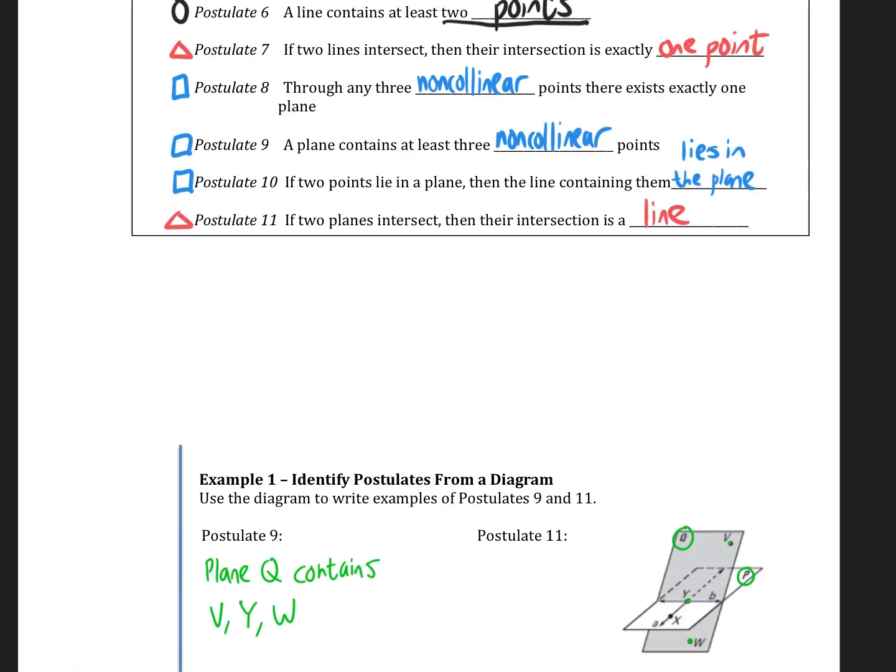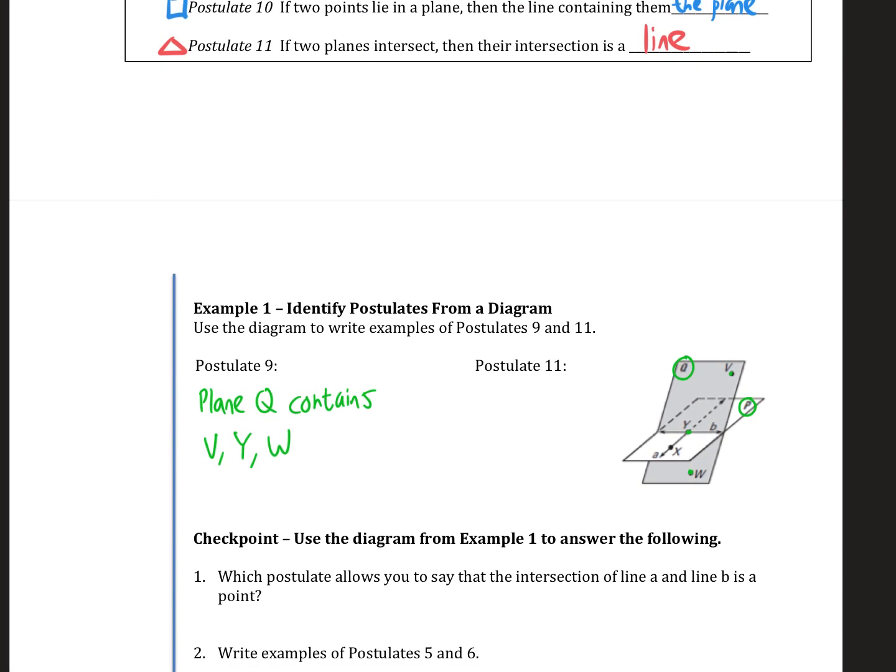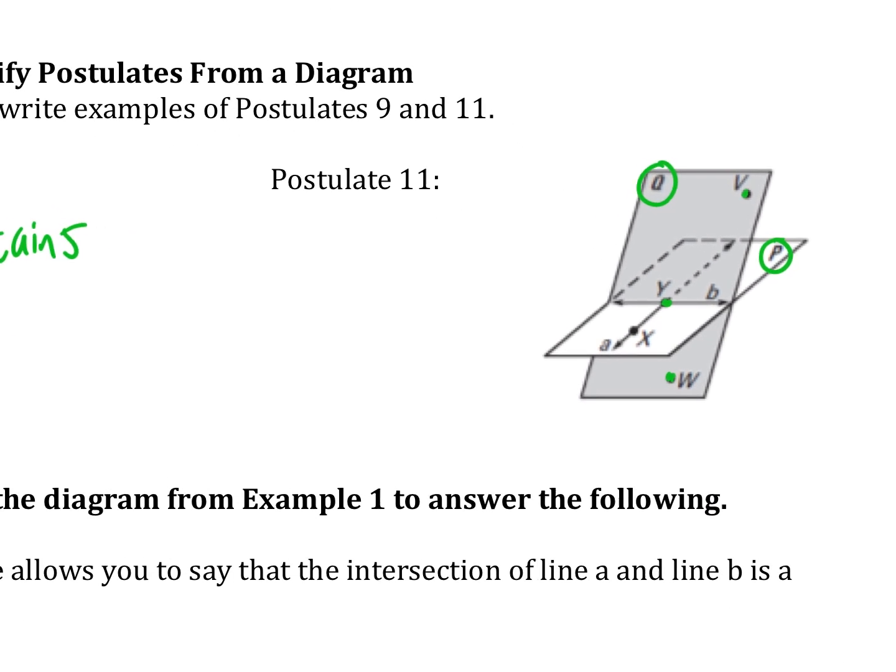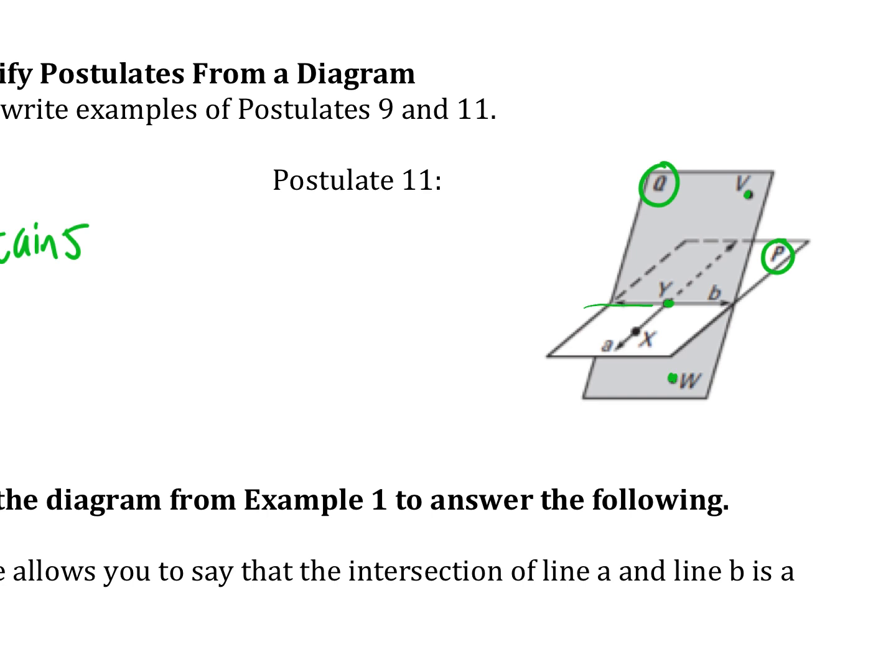Postulate 11 says, if two planes intersect, then their intersection is a line. So where do these two planes intersect? You can see they intersect right here in the middle, which is what line? We have line B. So the intersection of planes Q and P is line B.